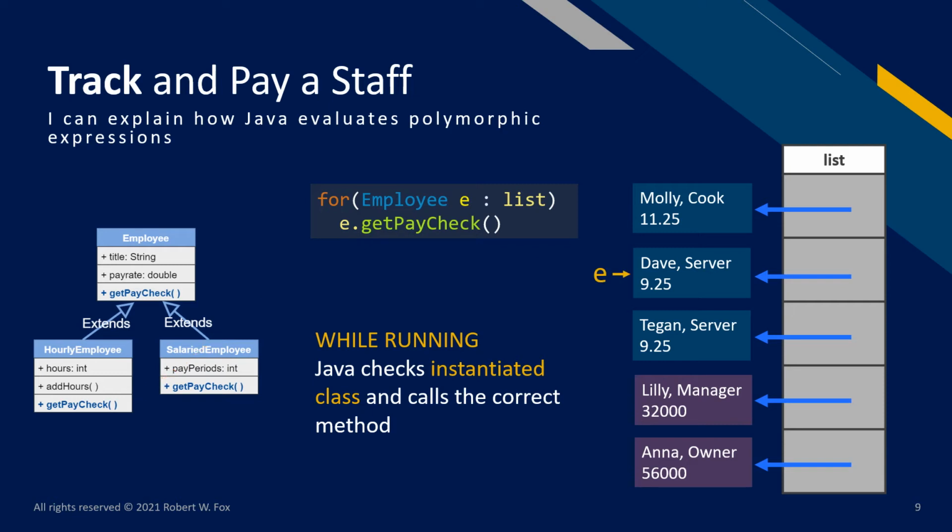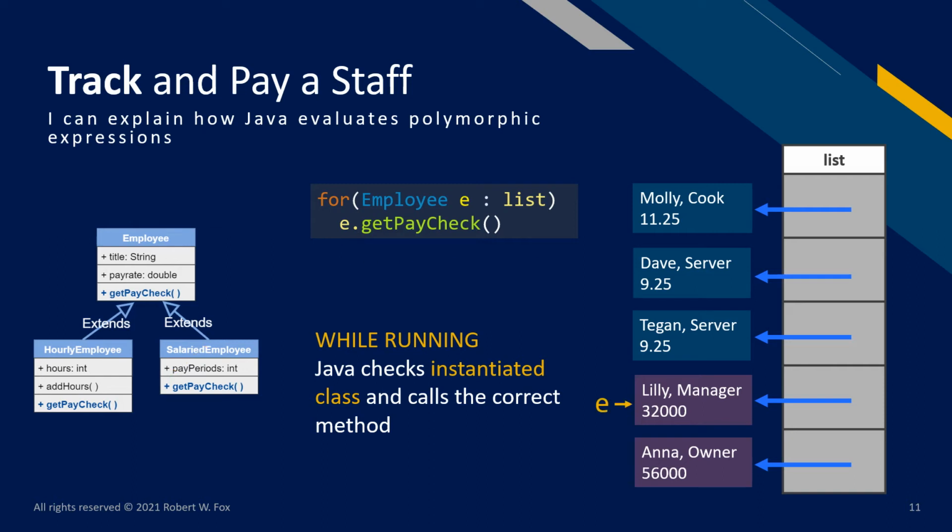On the second pass of the loop, E now refers to the second employee. Again, Java is going to take a look at that object and realize that that is an hourly employee object, so it is going to call the hourly employee's version of getPaycheck. On the third pass of our loop, E refers to the third employee, and again, Java will realize that this is an hourly employee and call that version of the method.